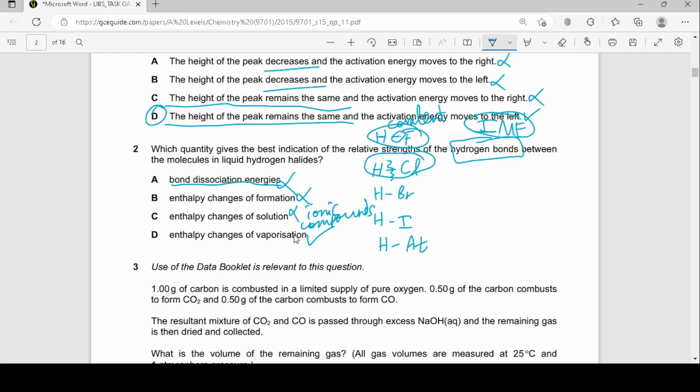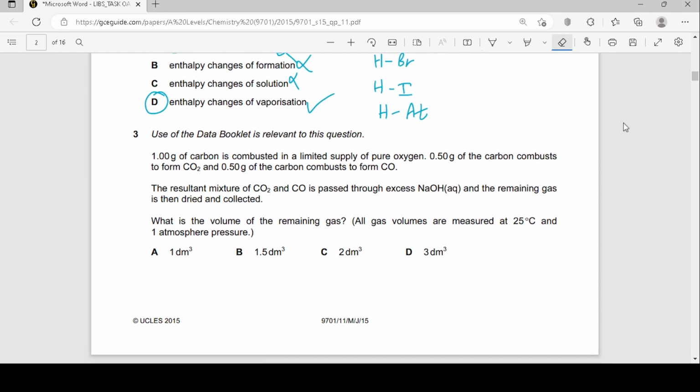Okay, so that means that if you're trying to get the best indication of the relative strengths of the hydrogen bonds, then your best option would be the enthalpy changes of vaporization over here, right? Because the first two are talking about covalent bonds, the third one is talking about ionic compounds, and the fourth one is talking about intermolecular forces, actually. So that is your best bet, basically. Yeah, next question.